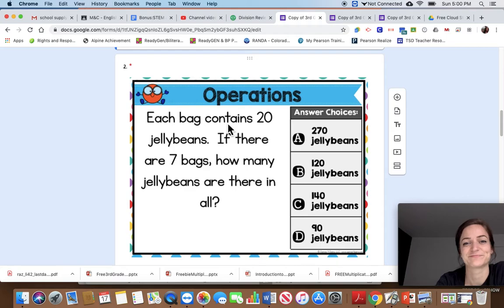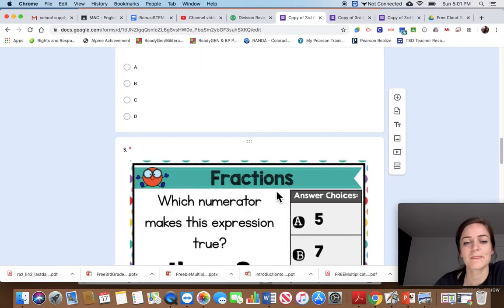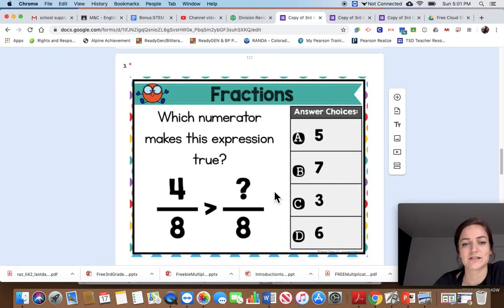Pause the video, find out your answer, and then click play to find the answer. All right, so if we have 7 bags of 20 jelly beans, that's the same as saying 7 times 20. Remember we didn't learn our 20 facts, but we do know a trick to how to do multiples of 10. So we can take 7 times 2 is 14, and then just add that 0 on the end. So you should have gotten C, 140 jelly beans. Give yourself 10 points if you got that one right. All right, next one, fractions.